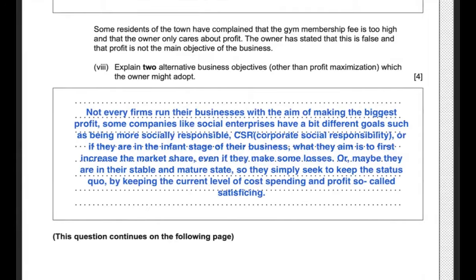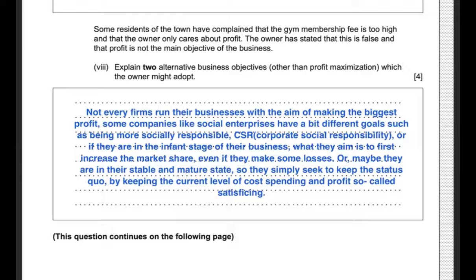Not every firm runs its business with the aim of making the biggest profit. Some companies, like social enterprises, have slightly different goals, such as being more socially responsible, which is CSR. Or some firms, if they are in the infant stage of their business, aim to first increase the market share or brand name to the public, even if they make some losses.